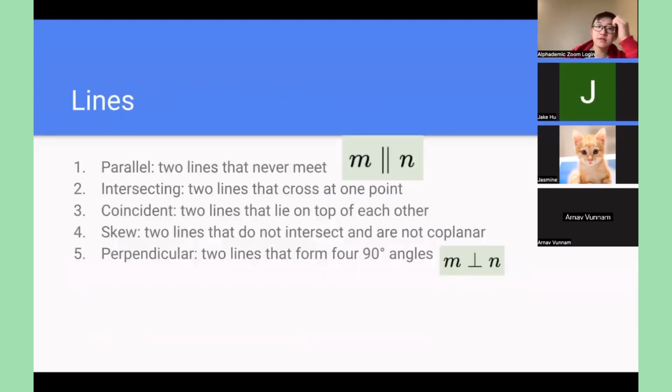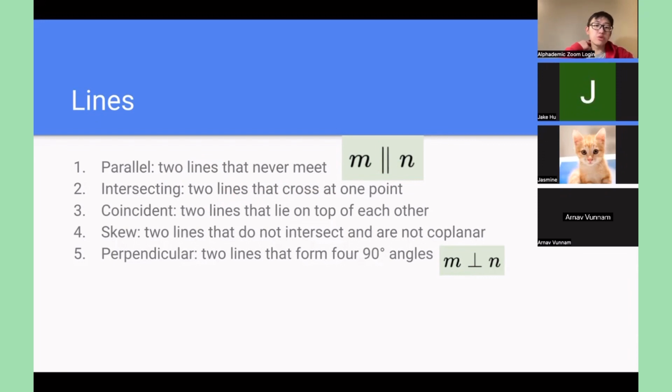All right, next up, we have some different definitions and different line types. First off, we have parallel, which is marked by these two lines. These two double lines tell you that line M is parallel to line N. Parallel is two lines that never meet. Intersecting is two lines that cross at one point. Coincident means two lines that lie on top of each other. Skew means two lines that do not intersect and are not coplanar, meaning they're not on the same plane.